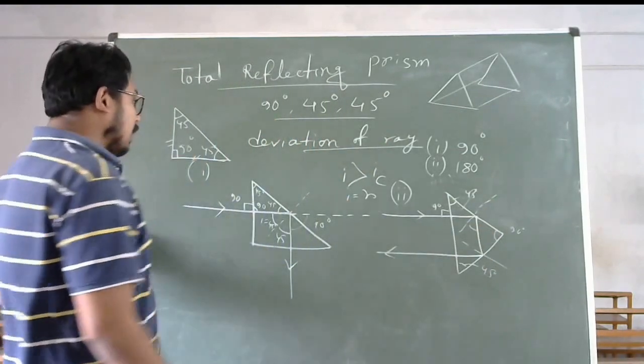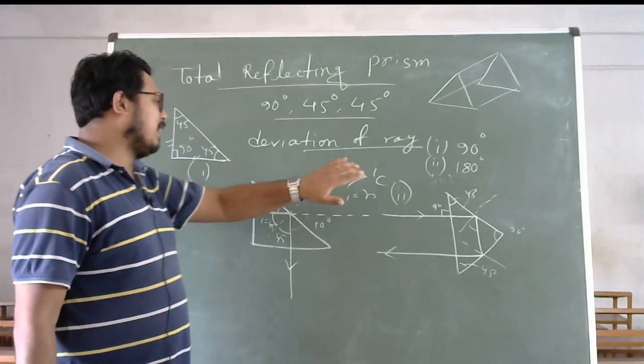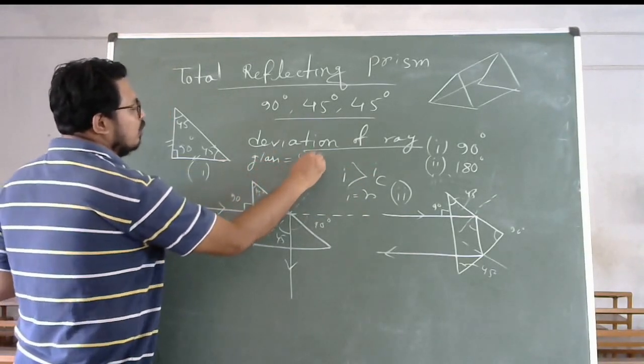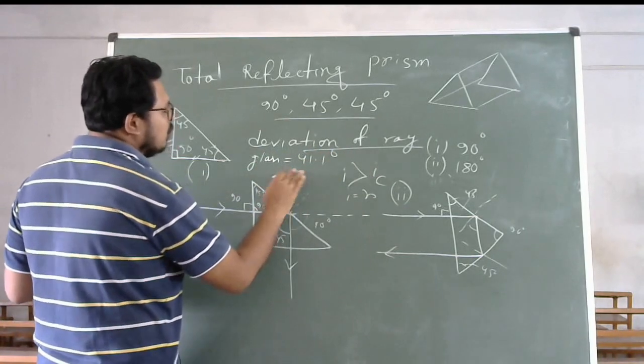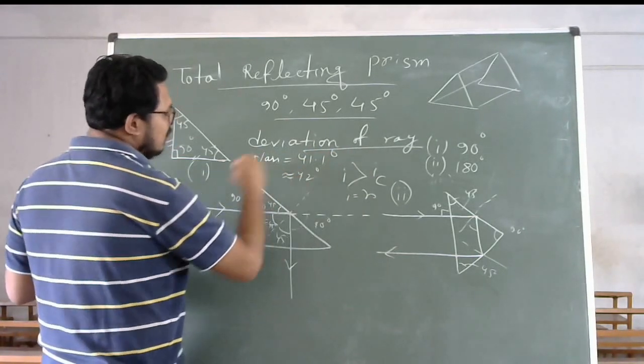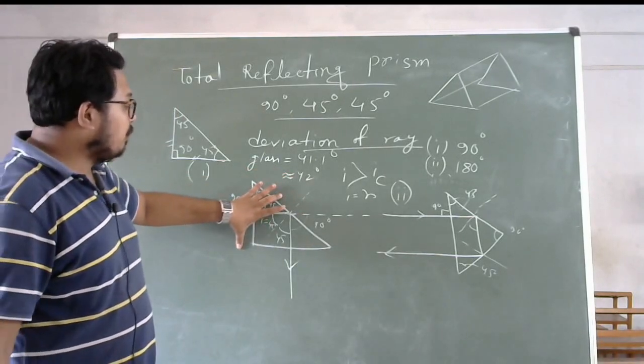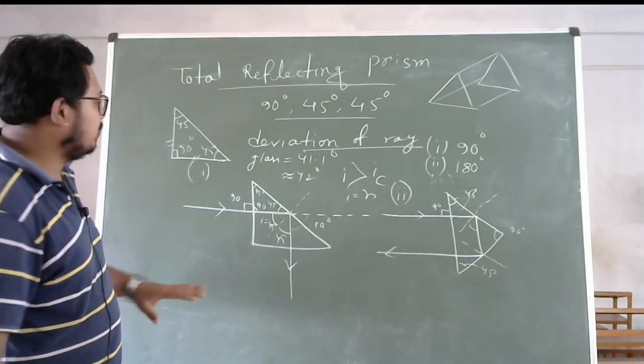Now how do you know it is greater than the critical angle? You know that for glass, the critical angle is 41.1 degree, or sometimes approximately you can use 42 degree. As you know 45 degree is greater than 42 degree, so there will be total internal reflection.